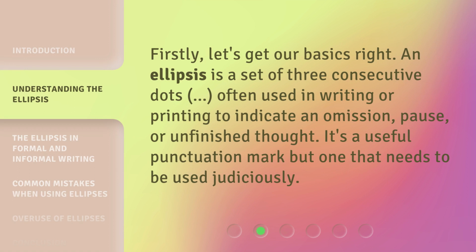Firstly, let's get our basics right. An ellipsis is a set of 3 consecutive dots, often used in writing or printing to indicate an omission, pause, or unfinished thought. It's a useful punctuation mark, but one that needs to be used judiciously.